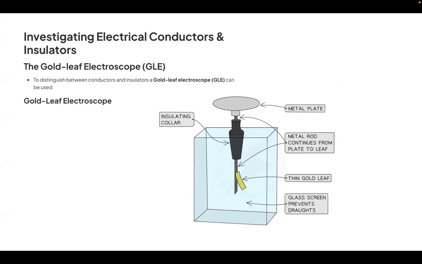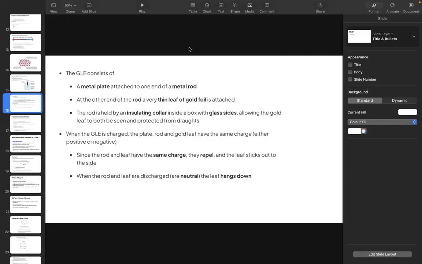But guys, I have one request from both of you. I'll just pause this for a moment. What you showed through this gold leaf electroscope is, I think you noted down that it shows the difference between a conductor and an insulator, right? So I hope you people have noted this down as well.